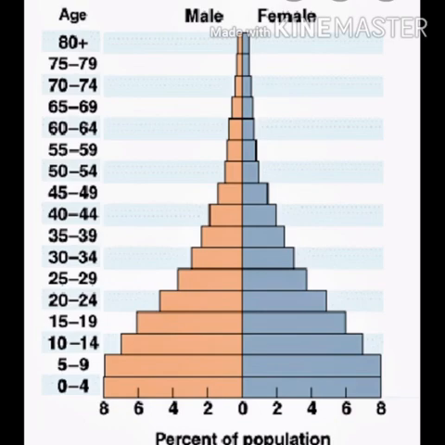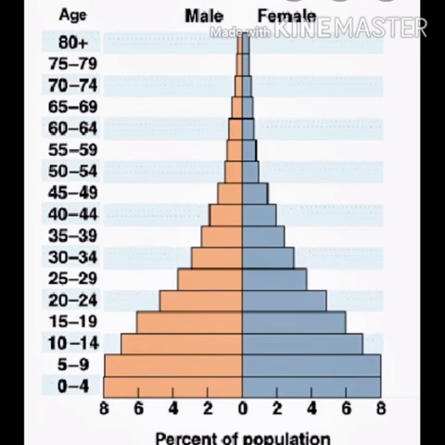The bottom of the pyramid shows the number of children below 15 years and the top shows the number of aged people above 65 years of age. The two groups of dependents, below 15 years and above 65 years, are also shown in the population pyramid.